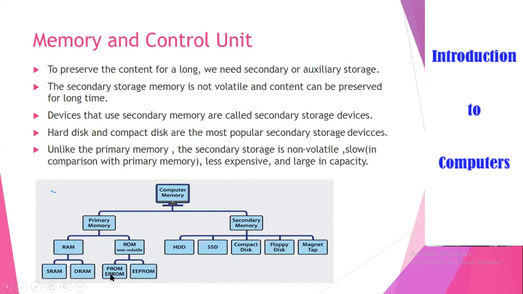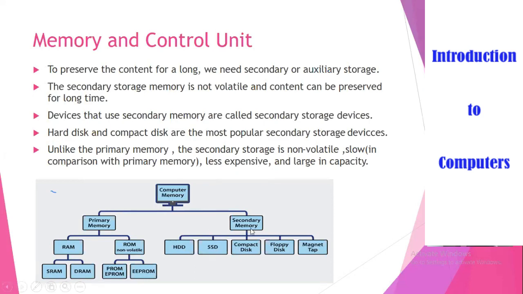Data on ROM is written by the manufacturer itself. Then EPROM, that is erasable programmable read only memory. Once it is programmed, we can erase the old data and again we can write data on it. Then the next one is EEPROM, that is electrically erasable programmable read only memory. Data on this type of ROM can be erased electronically.